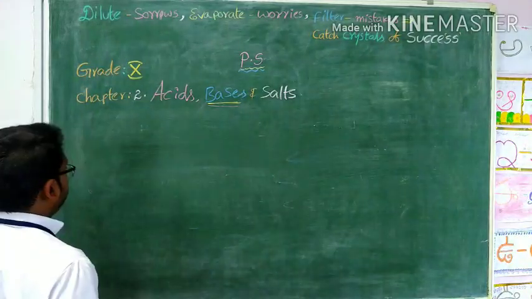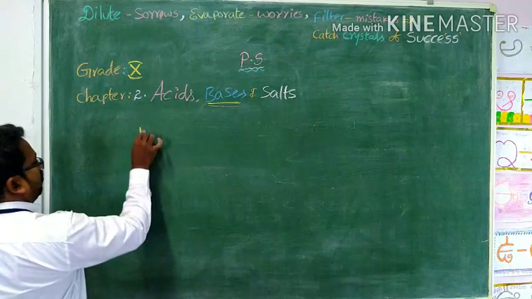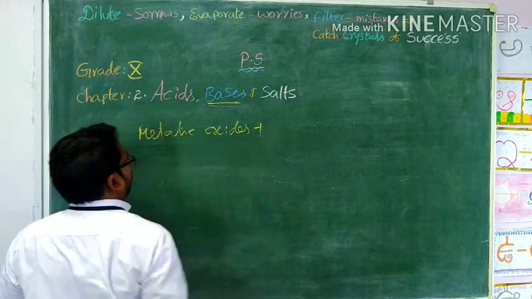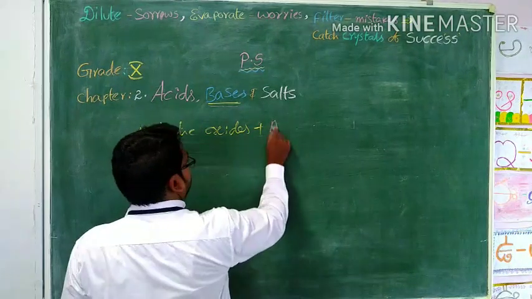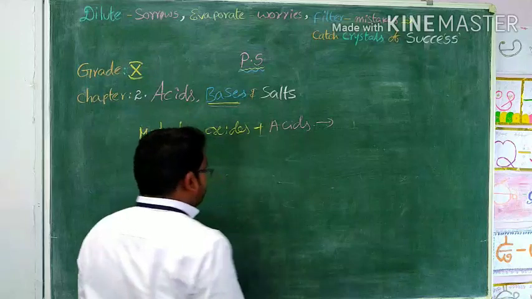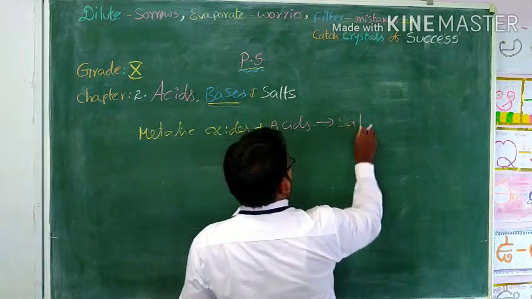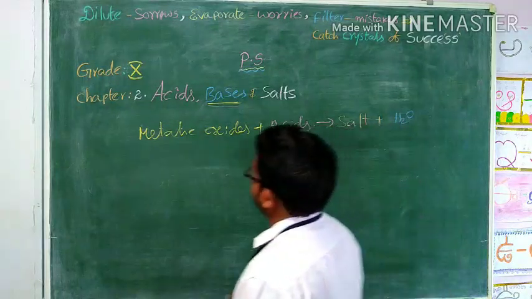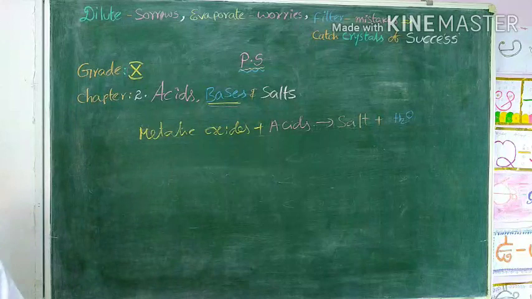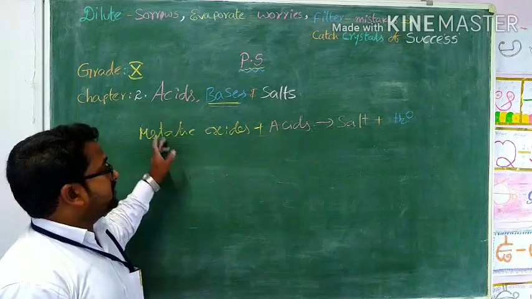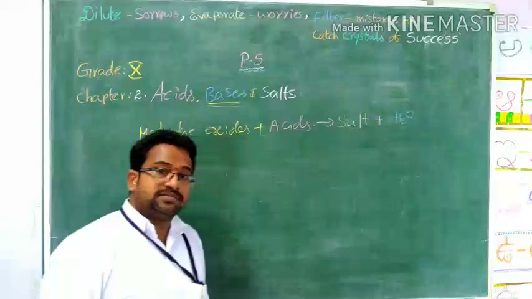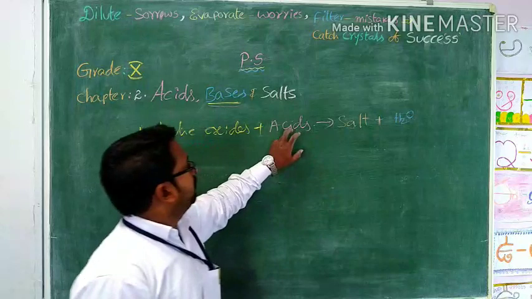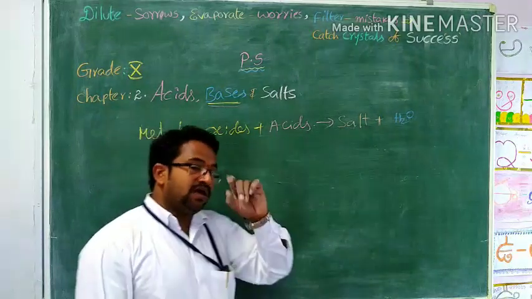Now, what happens when metallic oxides combine with acids? In this case also, salt and water will form. Salt and water will form. Any relation like the previous one? Acids and bases combine, salt and water will form. Here also salt and water form when acids are combined with metallic oxides. Already I told you that.